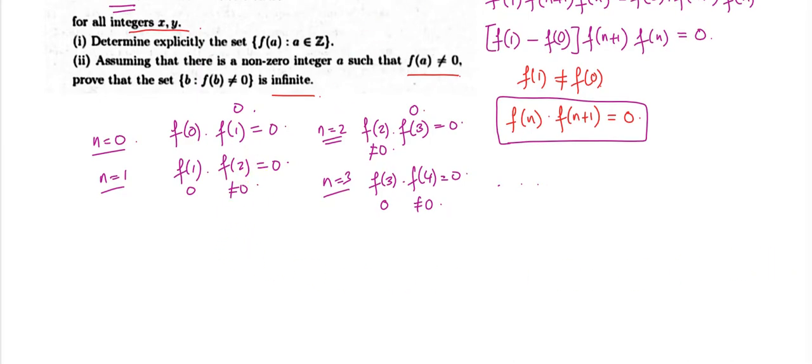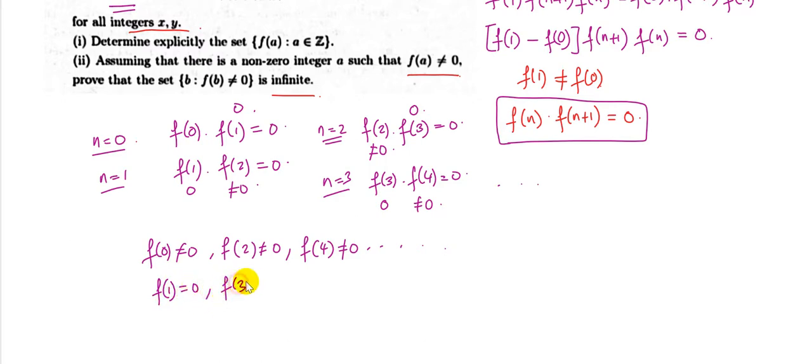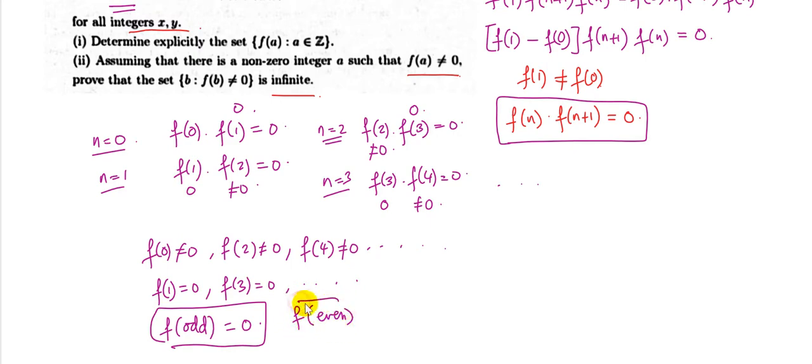So that means we can see from this sequence that f(0) not equal to 0, f(2) not equal to 0, f(4) not equal to 0, and so on, and f(1) equal to 0, f(3) equal to 0, and so on. So f of any odd number will be equal to 0, and f of any even number will not be equal to 0. So we can clearly say that all the even terms f(0), f(2), f(4), etc. will be not equal to 0, and all the odd terms f(1), f(3), etc. will be equal to 0.